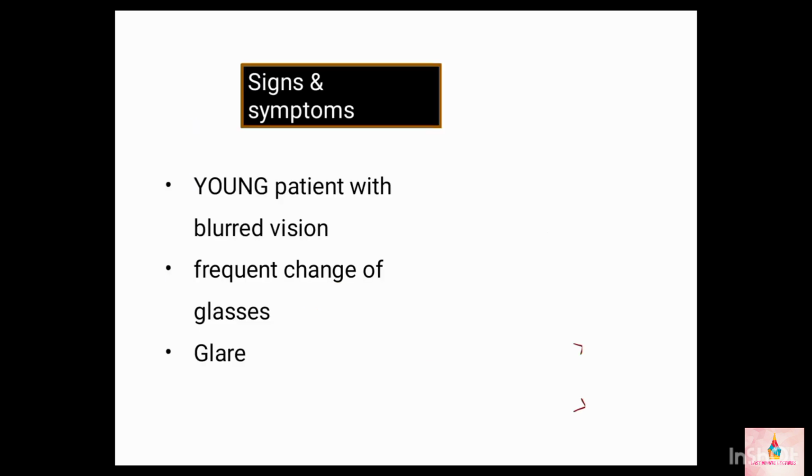And coming to the signs and symptoms. So how does this patient present? Usually the patients are young. They present with blurred vision, and they have frequent change of glasses and glare. So you might have the question of why do they have frequent change of glasses?